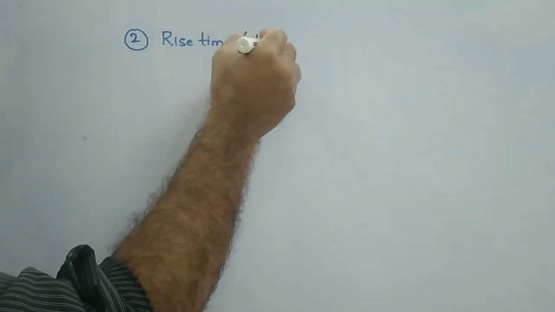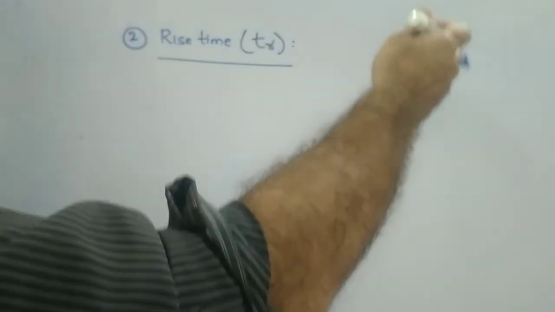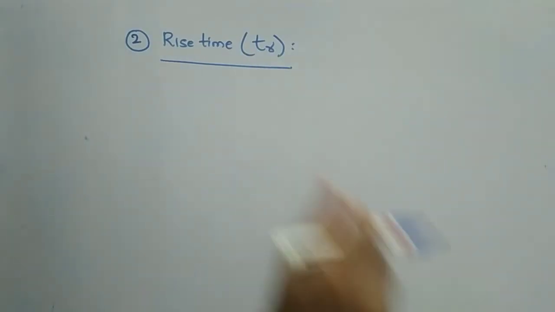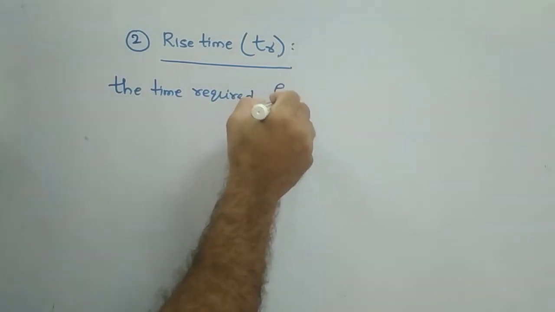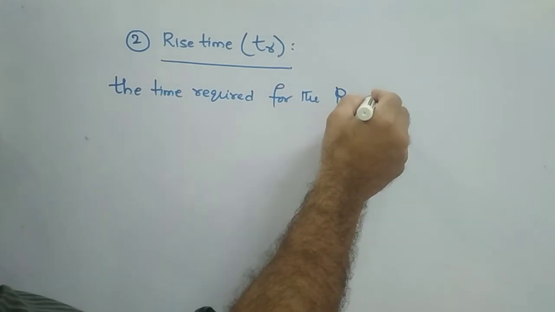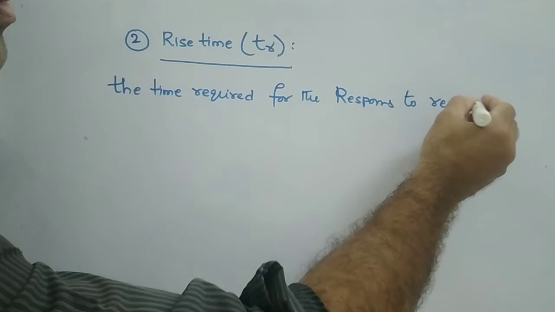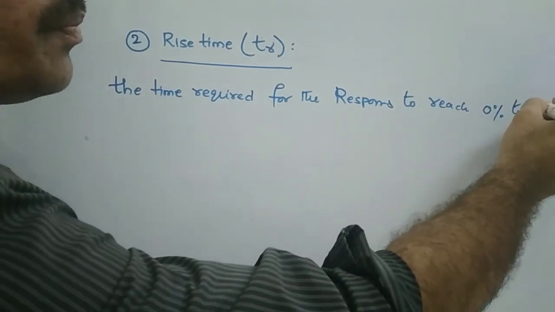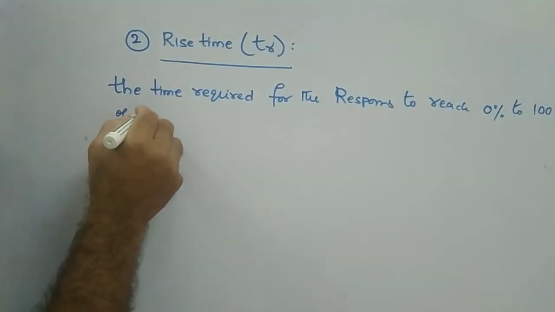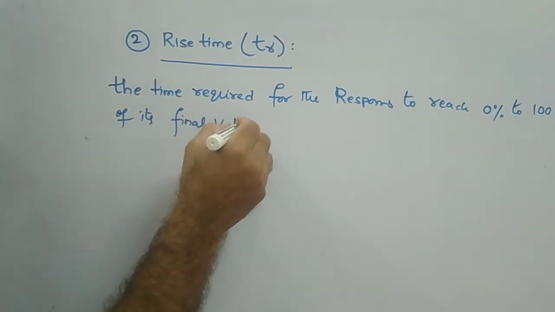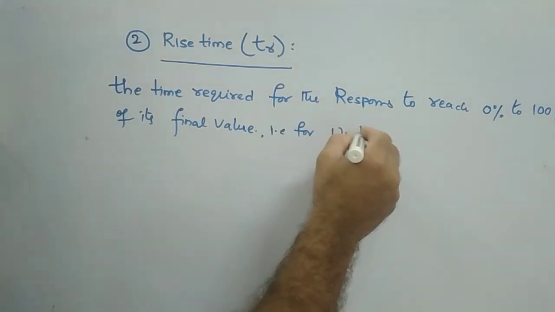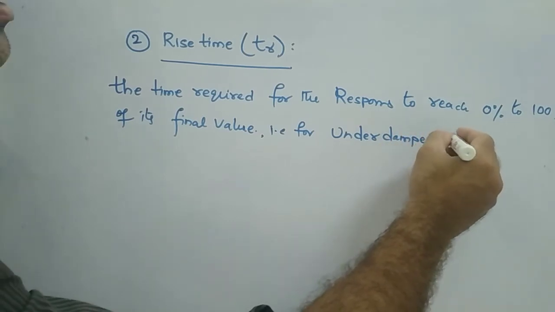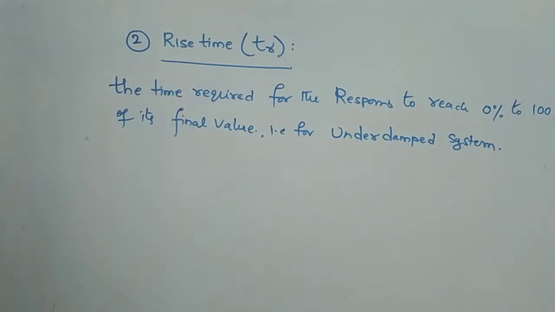Rise time, that is t suffix r. What is rise time? In the same manner as we have seen for td, delay time, you can define tr also by using this graph. It is simply the time required for the response to reach 0% to 100% of its final value. This is the definition, for an underdamped system only. Not overdamped, not critically damped. For underdamped system, remember that.